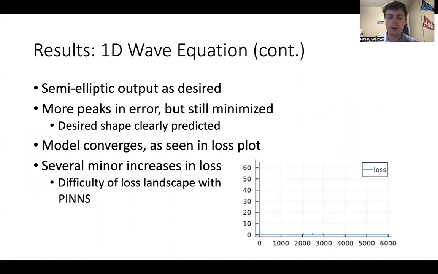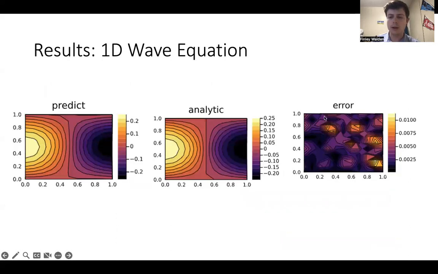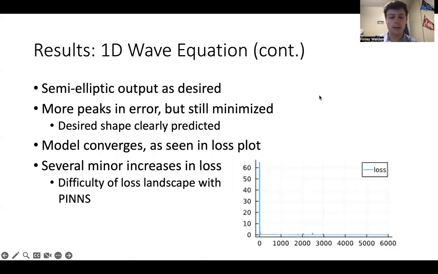The semi-elliptic output, the shifted elliptic output, if you will, as desired, is shown. In terms of the error, there are more peaks, but they're very minimized. So compared to the Poisson equation, there are certainly more spots where error comes up, but they're smaller and they're definitely of lower magnitude.